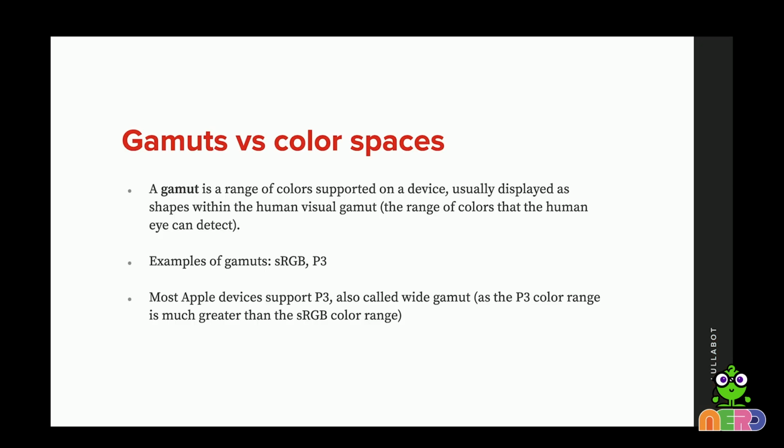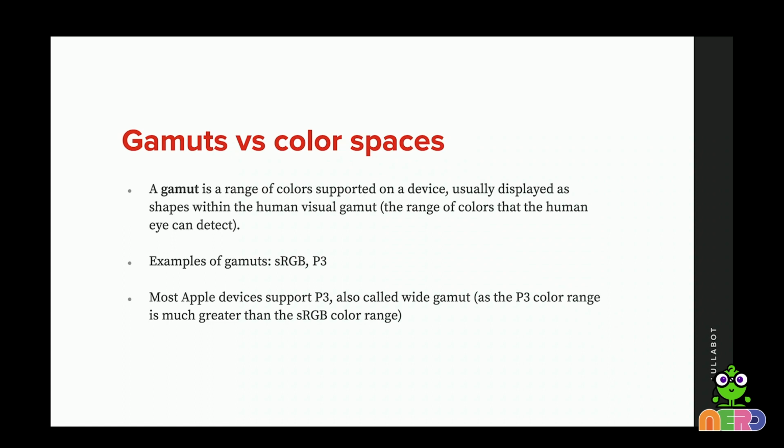So a gamut, if you're not familiar, is a range of colors supported on a device, like your computer or your phone or this projector right here. And they're usually displayed as a shape within the human visual gamut. And I've got a visualization of what the human visual gamut looks like. The human visual gamut is a range of colors that the human eye can detect. And there's a couple examples of gamuts here.